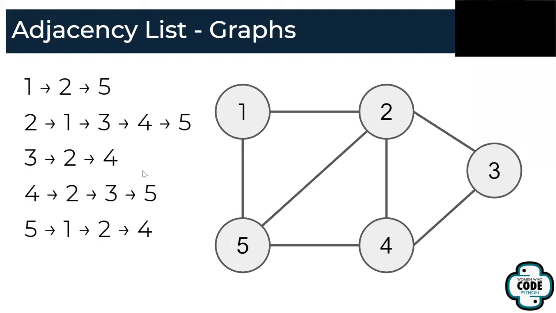And here we are writing the neighbors in non-decreasing order, so it is increasing in this case. And 3 has neighbors 2 and 4. 4 has neighbors 2, 3, 5. And 5 has neighbors 1, 2, and 4. We are only writing the direct neighbors.